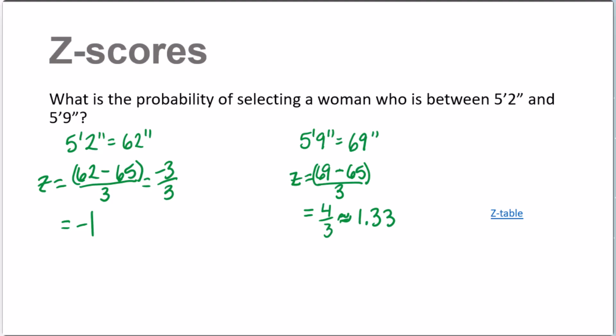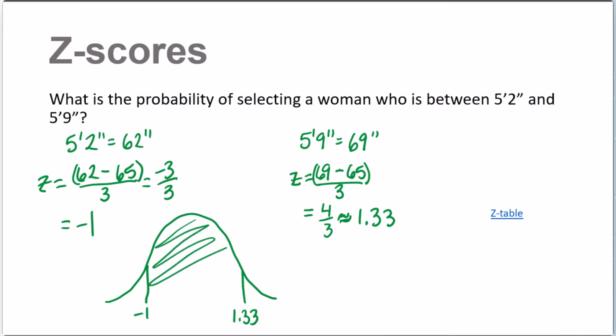So the probability of getting a woman in between these two heights would be equivalent to the area between the z-scores -1, which is somewhere to the left of center, and 1.33. I'm just roughly placing these in a bell curve picture to give me a visual sense of what we're trying to find here. We're trying to find the area in between those two z-scores under the standard normal distribution.